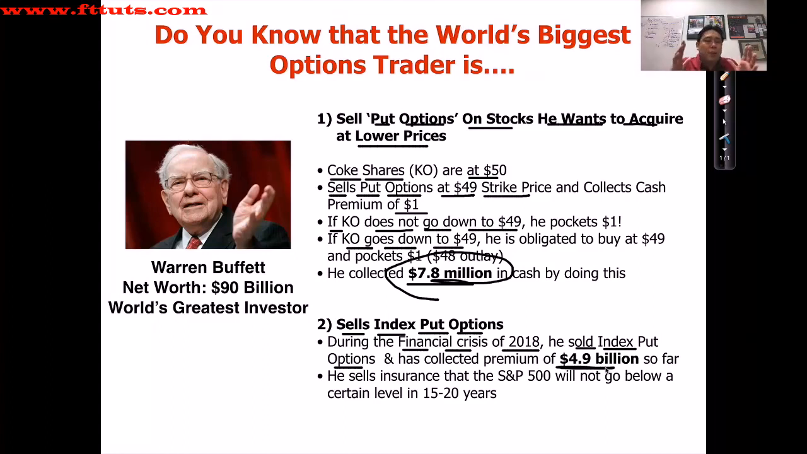So you don't have to be a Warren Buffett. You don't have to have billions of dollars. Even if you have a $1,000 account or $10,000 account, you can replicate his strategies with the right options techniques. Excited right now? Okay, so with that, let's dive in and learn about what the heck options are all about.